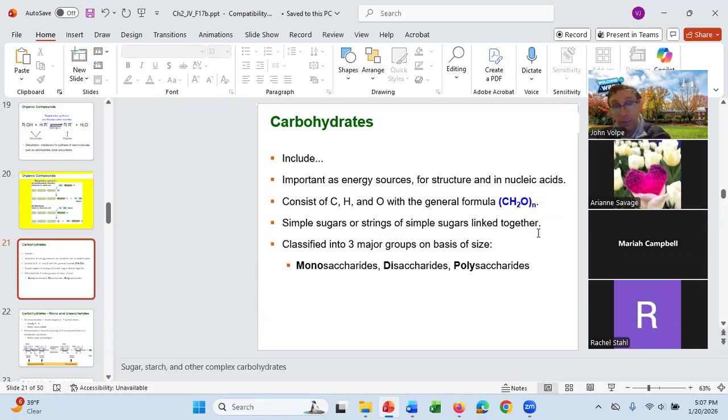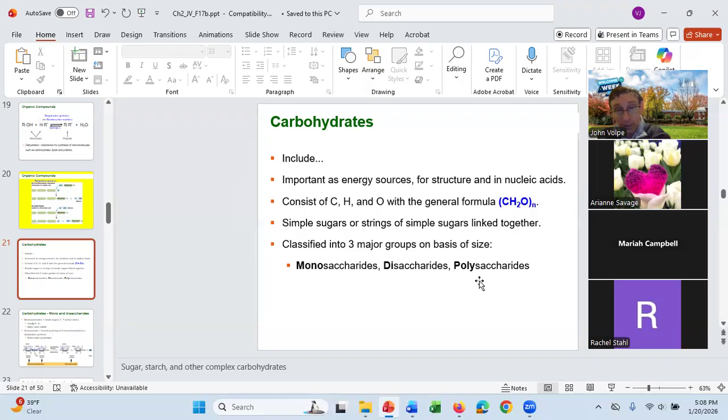Carbohydrates include the simple sugars, and you just string the simple sugars together to make the larger carbohydrates. You can classify carbohydrates into three major groups based on the size. A monosaccharide, also called the simple sugar; a disaccharide, which is just two monosaccharides linked together; and then a polysaccharide, which literally means many saccharides, or many monosaccharides linked together to make the polysaccharide. Any question about any of that?